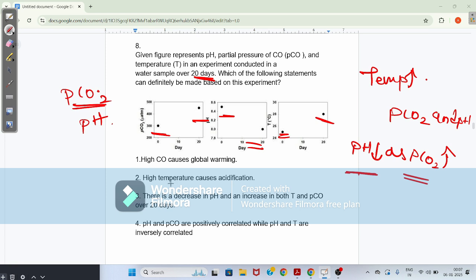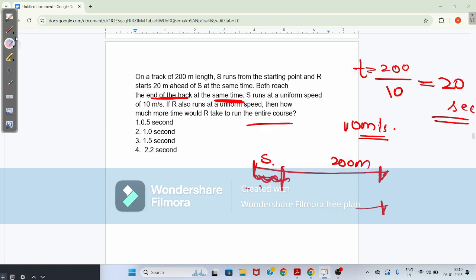So the correct option is that there is a decrease of pH and an increase in both temperature and PCO2 over the 20 days, because PCO2 and pH value are inversely proportional. So when one decreases, the other value increases here. So option 3 is the correct option.